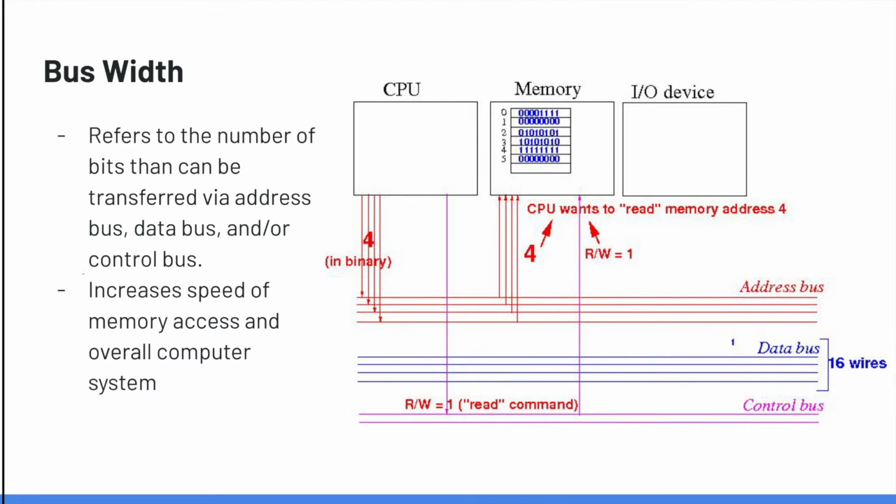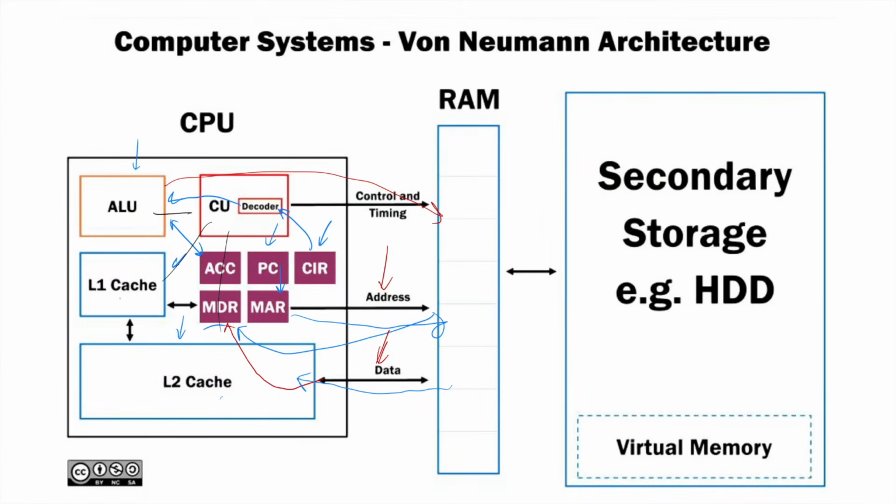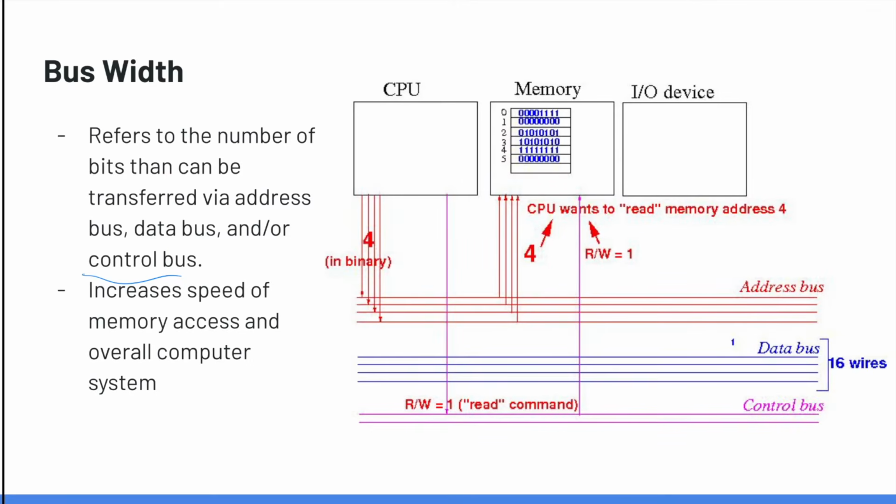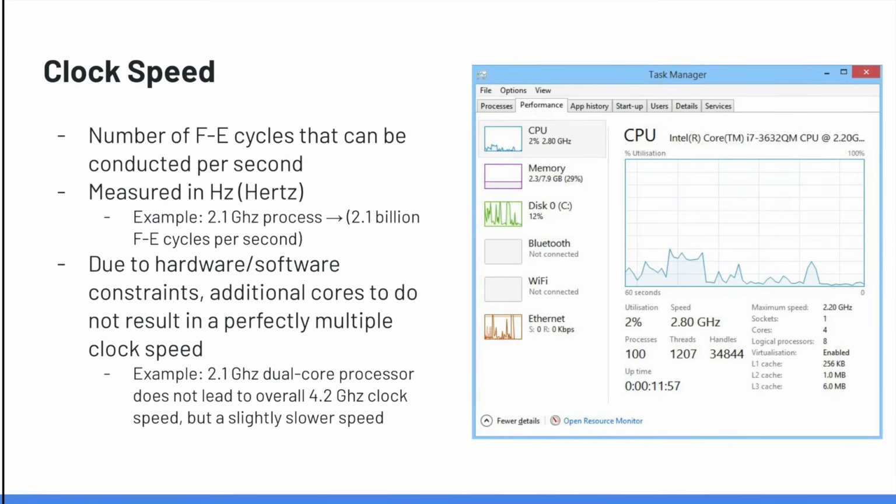The control bus can also play a factor. It can also be enhanced by being larger, by having more bits that are transferred, because that means we can send more instructions at a quicker rate to different components. To be clear, bus width means that the address bus, the data bus, or the control bus are bigger. They can transfer more bits at any given point in time. So they're wider, we could say, hence bus width. And overall, the result is increased speed of memory access and therefore an increased speed at which the overall computer system operates.